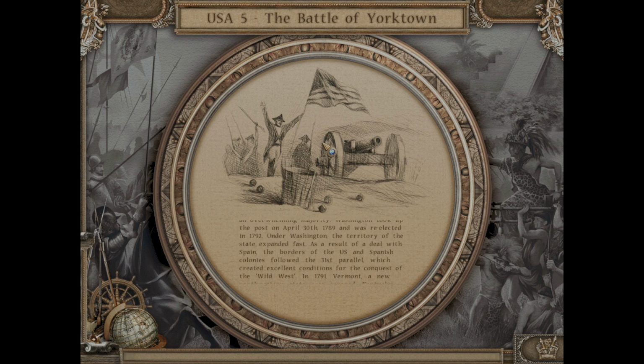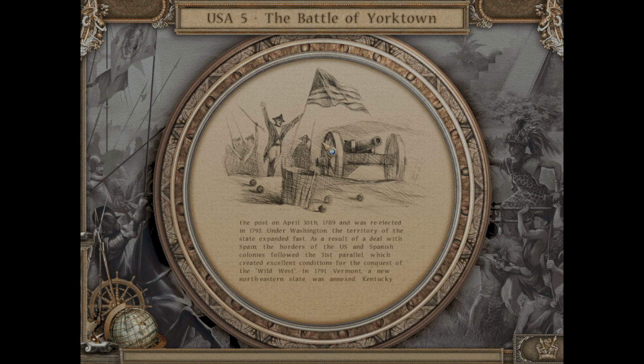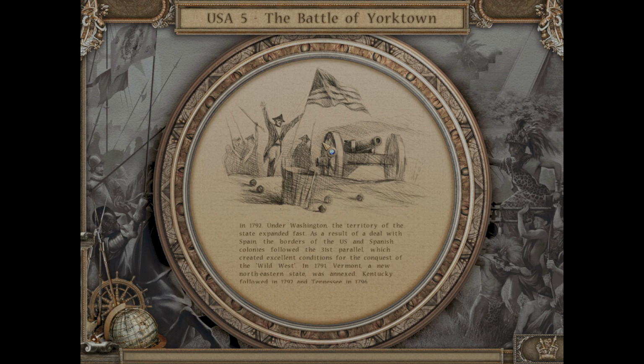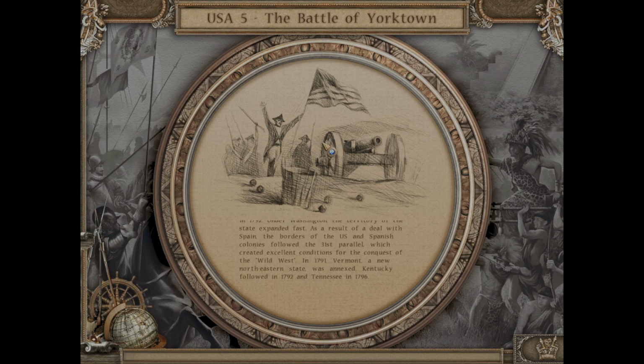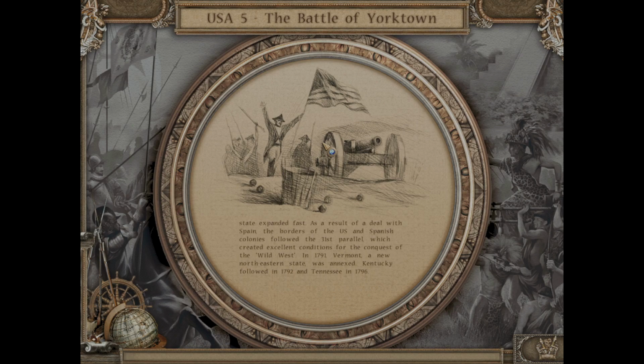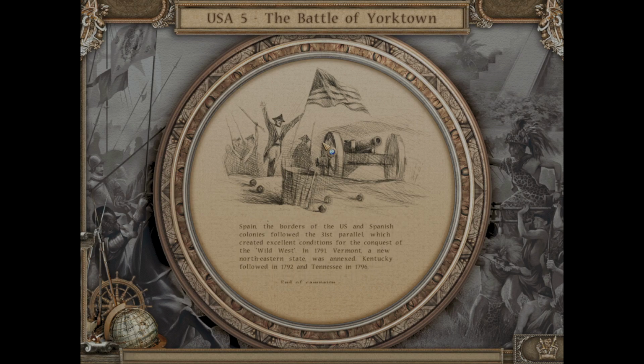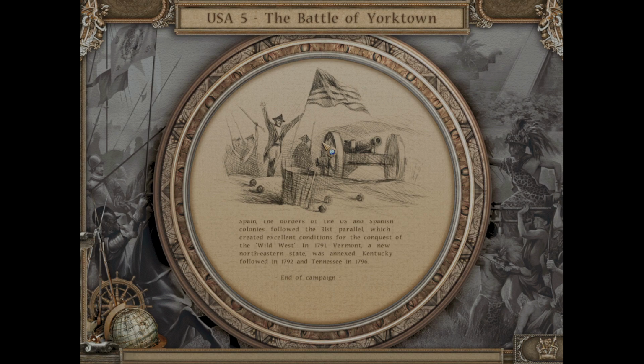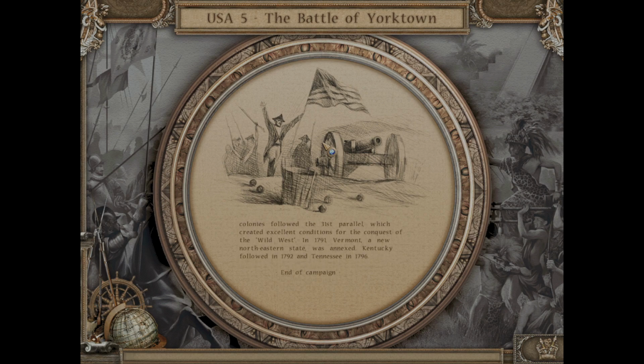Under Washington, the territory of the state expanded fast. As a result of a deal with Spain, the borders of the U.S. and Spanish colonies followed the 31st parallel, which created excellent conditions for the conquest of the Wild West. In 1791, Vermont, a new northeastern state, was annexed. Kentucky followed in 1792, and Tennessee in 1796.